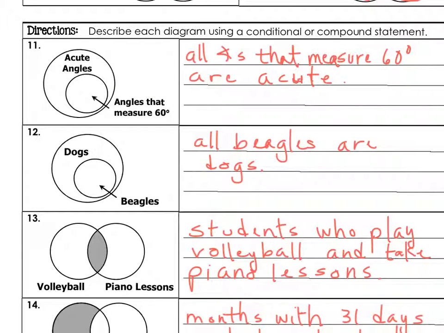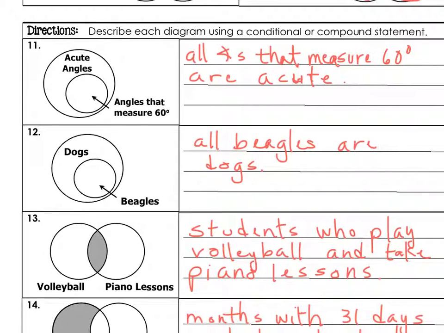Here are the explanations for each one of these. So here, because we have a circle inside a circle, it implies all angles that measure 60 degrees are acute angles. So we can write that: all angles that measure 60 degrees are acute. All beagles are dogs, because every beagle is going to be inside this little circle, which is included in this bigger circle of dogs.